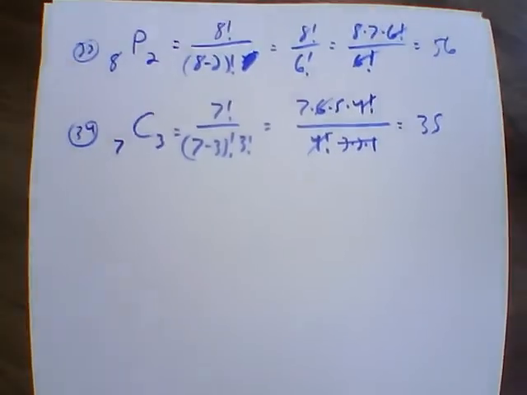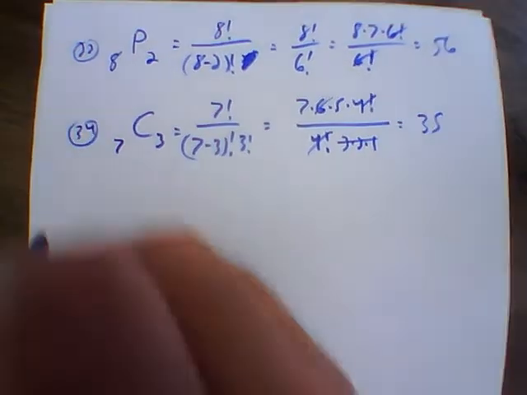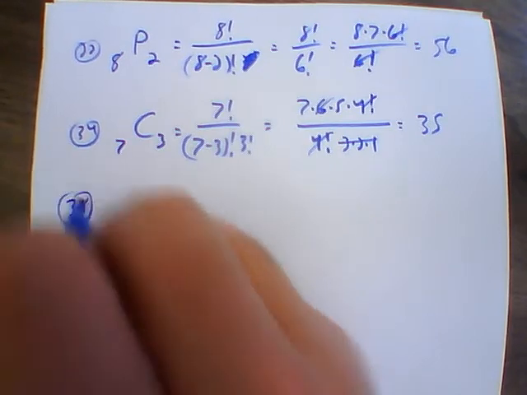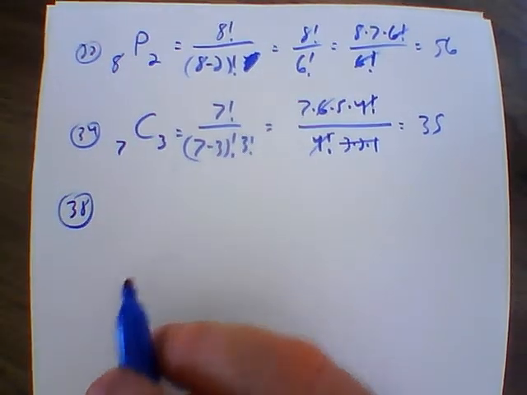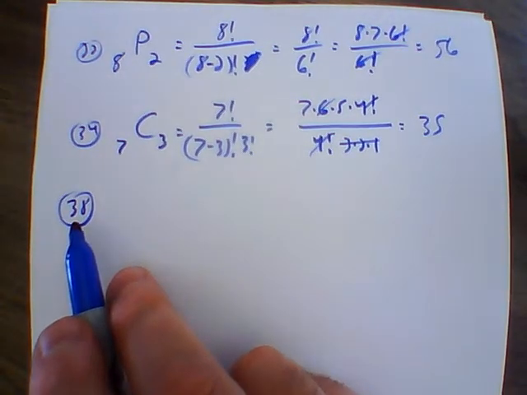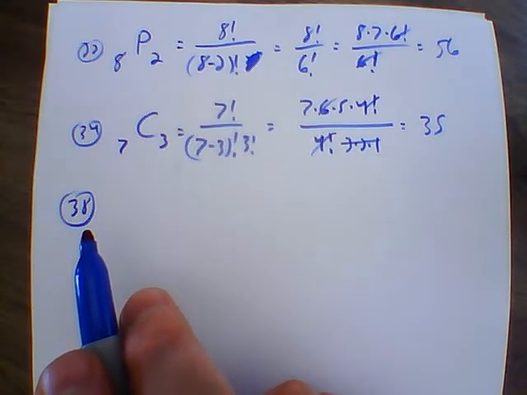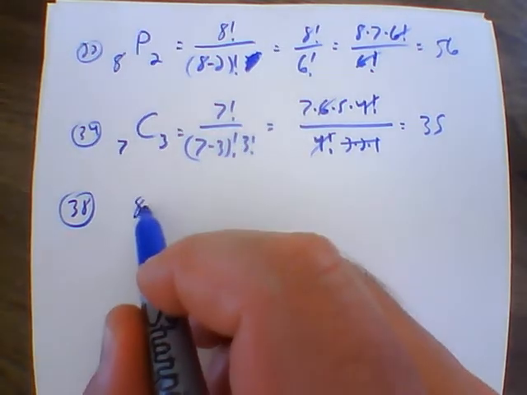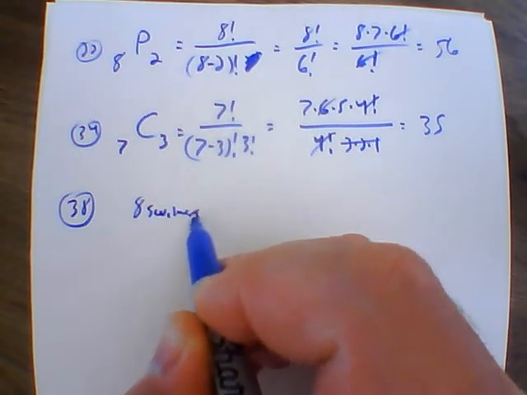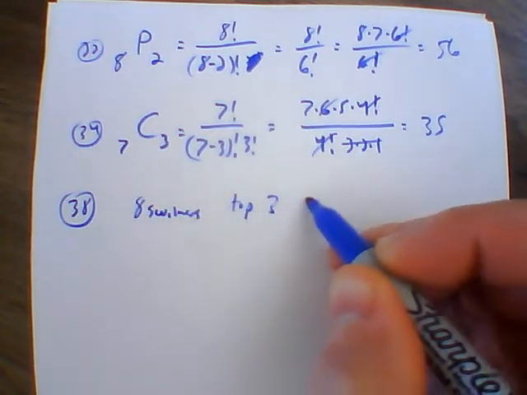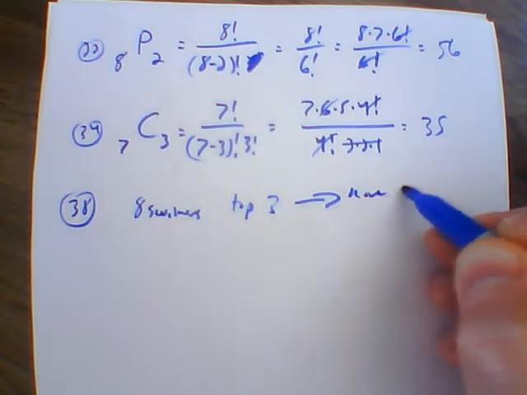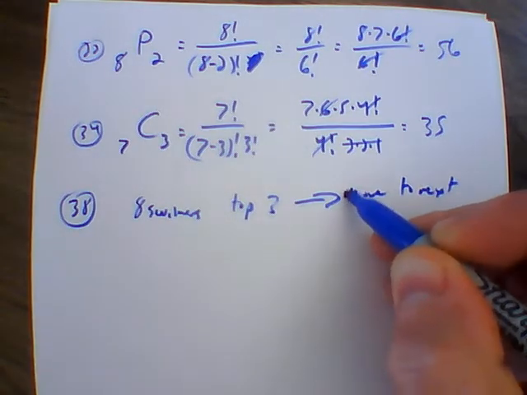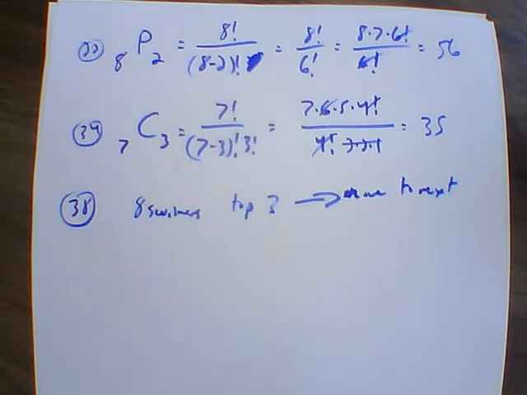So let's start looking at some word problems, okay? Because this is going to be one of the hardest things to do in this section, is trying to distinguish what is going on. So number 38, there are 8 swimmers in a competition where the top 3 swimmers advance. So we have 8 swimmers, and then the top 3 move to the next swim meet, or move to the next event.